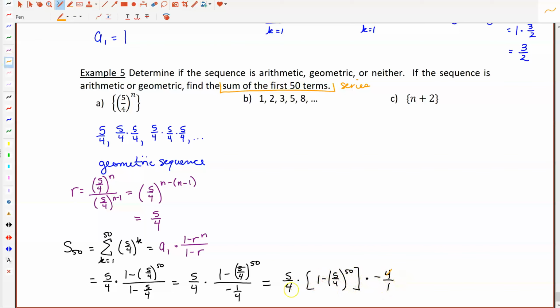So I can have 5/4 times, and there is my numerator, and then times negative 4 over 1. And this allows me then to simplify this 5/4 with what's going on in that denominator, right? Because now I'm going to be multiplying it and have everything out on one line. So I'm going to get some nice canceling right there. So when everything's done, this is going to be negative 5 times 1 minus 5/4 to the 50th power. And at this point in time now I feel a little bit more comfortable keying this into my calculator. This is a little bit simpler.